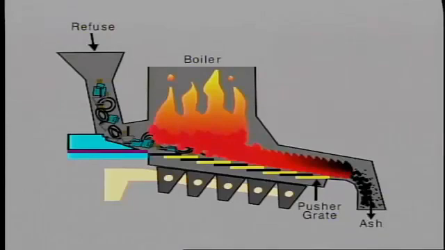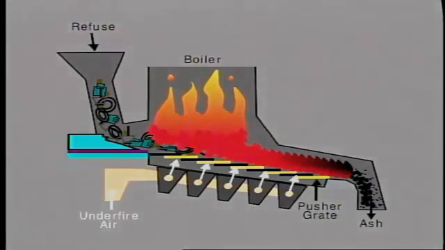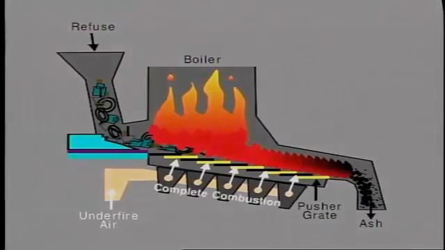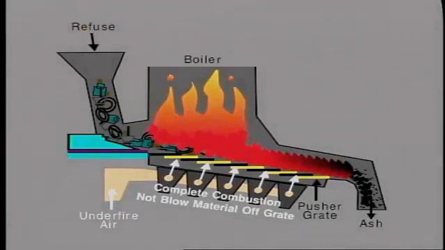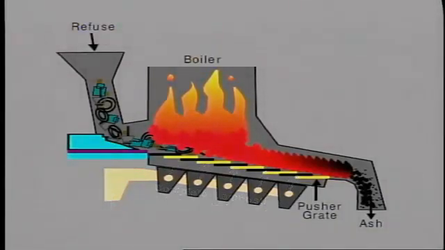Generally, waste material and wood are burned on a fixed grate, usually sloping like this. Combustion air is fed up through the grate and needs to be carefully controlled so as to complete combustion and not blow the material off the grate. The ash eventually falls to the bottom of the slope and enters the ash pit.